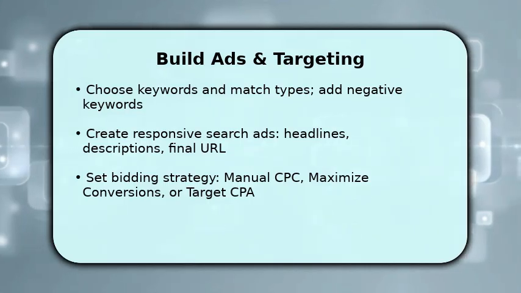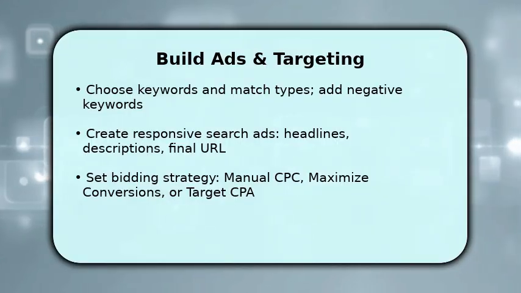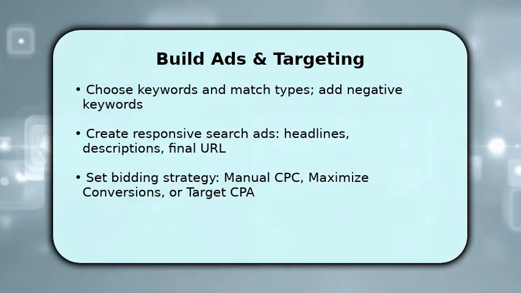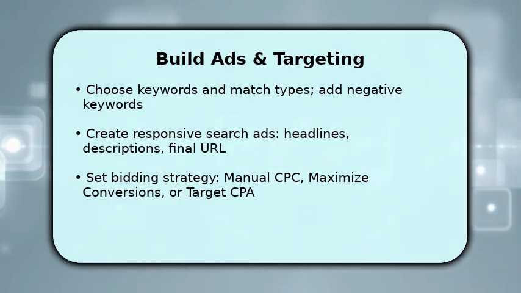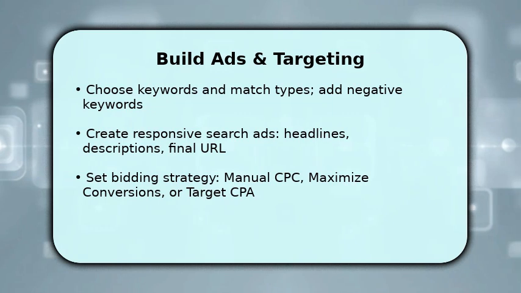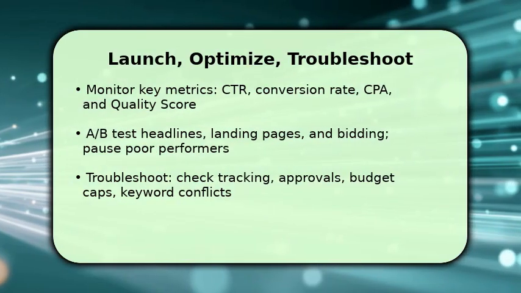Once assets are ready, pick a bidding strategy aligned to your goal. Choose manual CPC for control or target CPA for automated efficiency. Finally, group keywords into tight ad groups so relevance stays high and quality score improves. You'll finish by launching and refining.